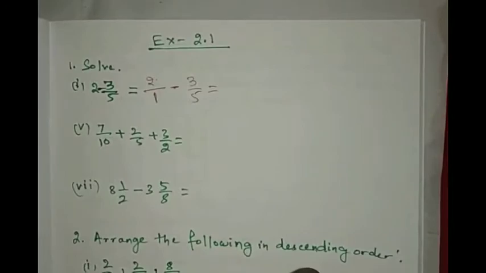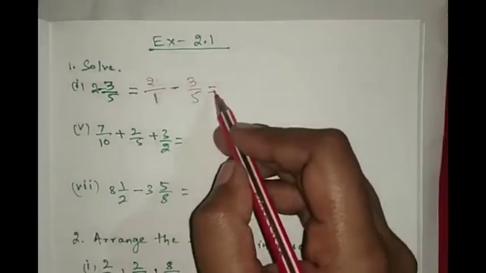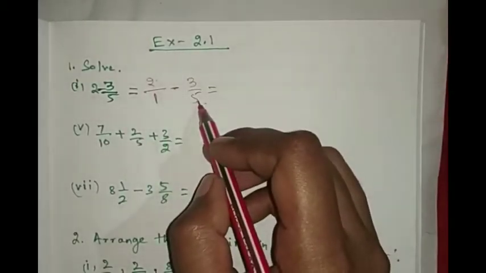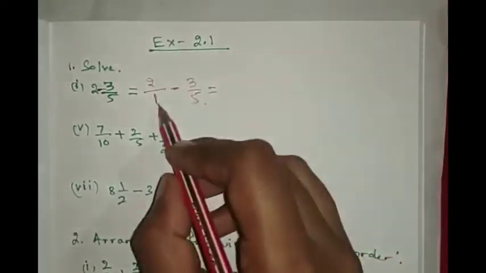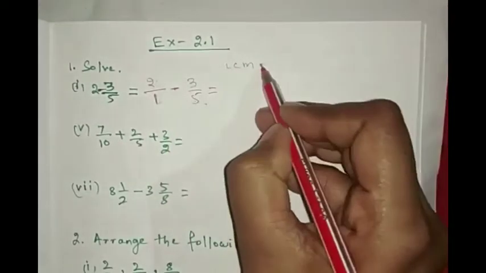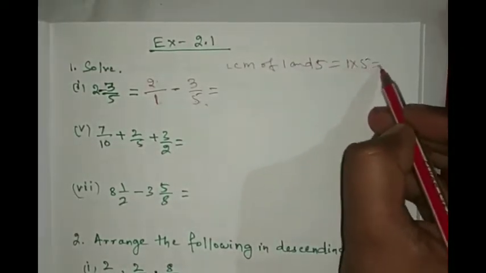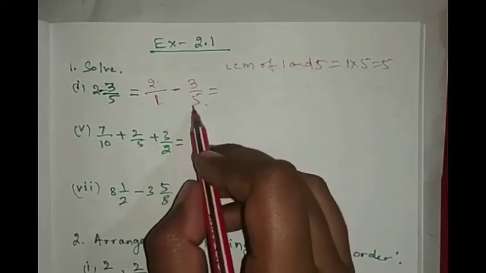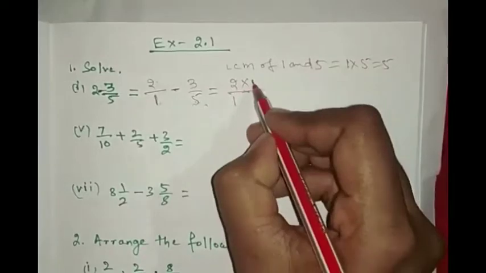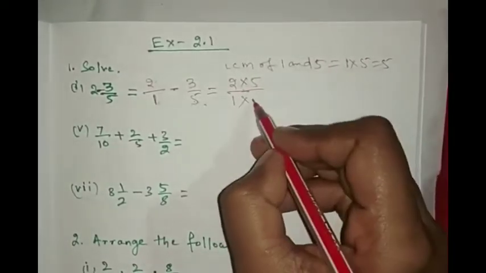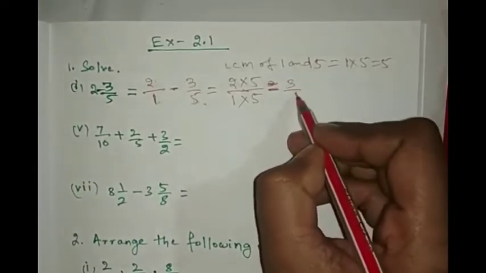So now convert it into like fractions. These are unlike fractions. So downside 5 is there, 1 is there. So LCM of 1 and 5 equals 1 into 5 equal to 5. So we can convert the denominator into 5. So 2 by 1, here we will multiply 5, here we will multiply 5, minus 3 by 5.